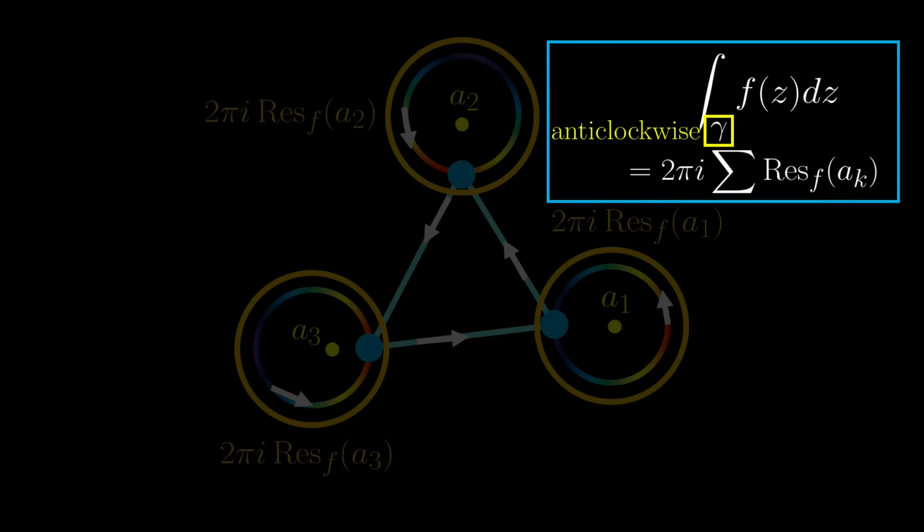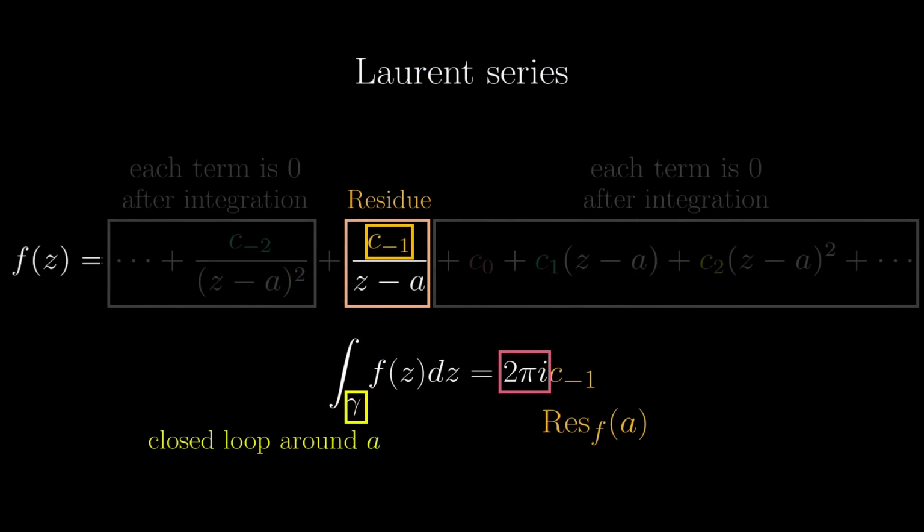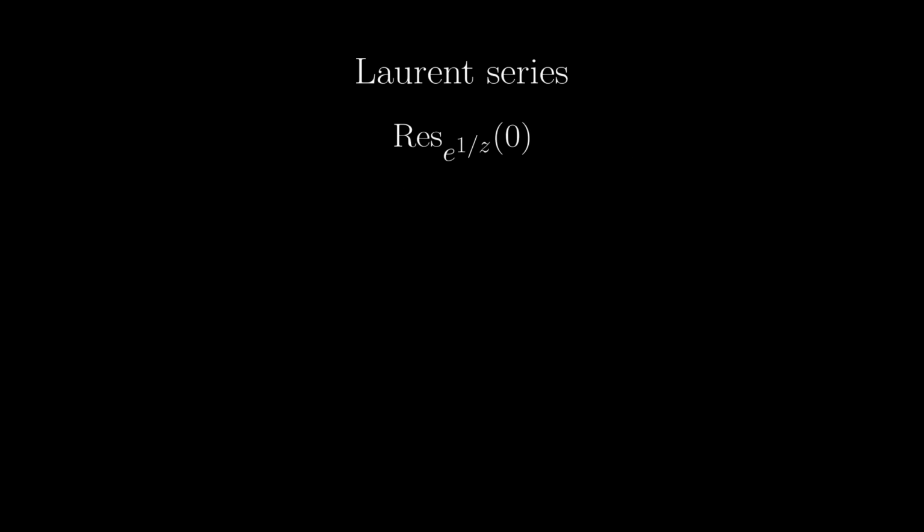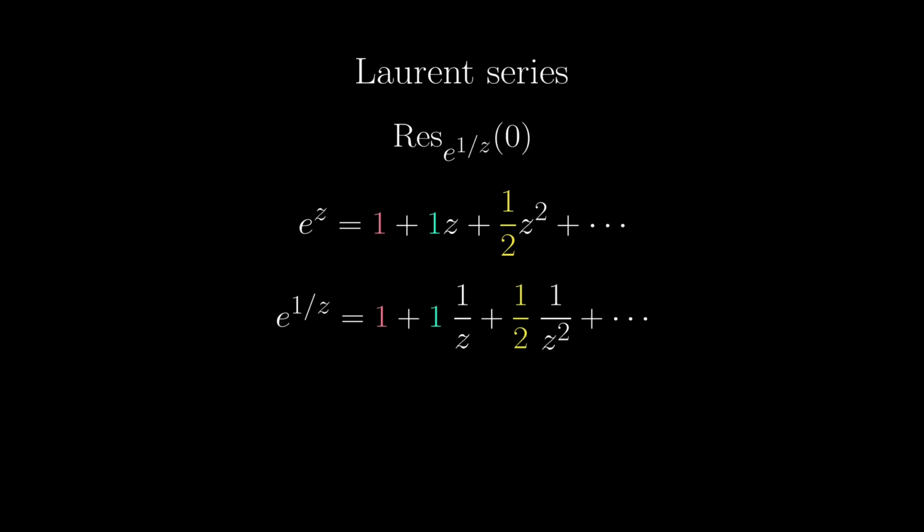But how do we actually compute those residues? It turns out that a lot of the time, just doing a series expansion and extracting that -1 power is the most efficient method. So for example, if we need to find the residue of e to the 1 over z at 0, then from the usual power series for the exponentials, we can just directly substitute 1 over z there, and the residue would be 1, because that's the coefficient of 1 over z here.